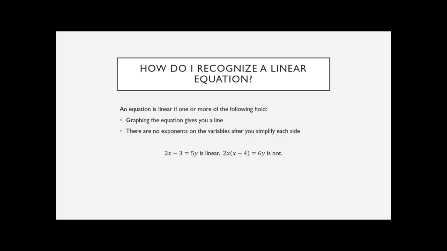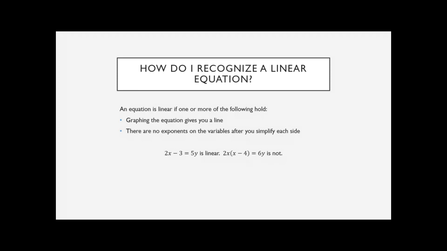So I have two examples here. One is linear, one is not. So 2x minus 3 equals 5y is linear. There's no exponents on the x and the y. Now, the example on the right, 2x times (x minus 4) equals 6y, looks linear because currently there are no exponents on the variables, I mean.